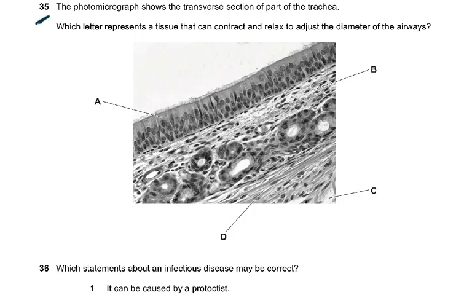Question number 35. The photomicrograph shows the transverse section of part of the trachea. Which represents the tissue that can contract and relax to adjust the diameter of the airways? It has to be nothing but D because that is the muscle. I mean, if somebody knows that. Otherwise you're going to be saying this is all the muscle layer.